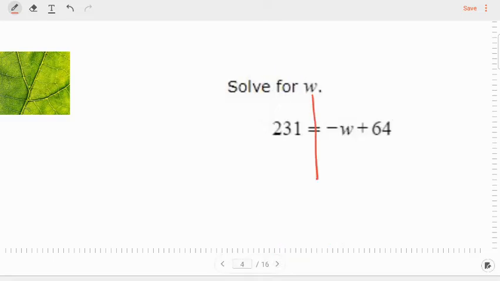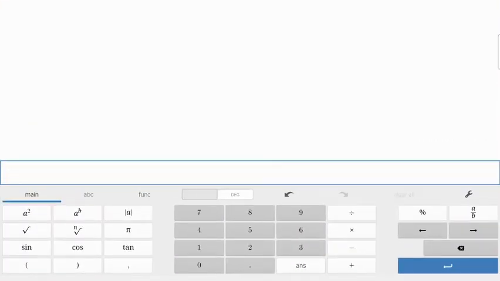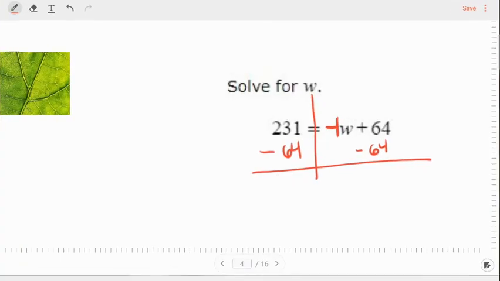Solving a new equation, draw my line down my equal sign. Now I need to get rid of this negative and the 64. Now, negative is not a number, so remember that if you see a negative, it's the same as negative 1. So to decide what to get rid of, I decide to get rid of plus 64 first, because it's the further away. So I'm going to minus 64 from both sides. A calculator might be handy. So 231 minus 64 is 167.